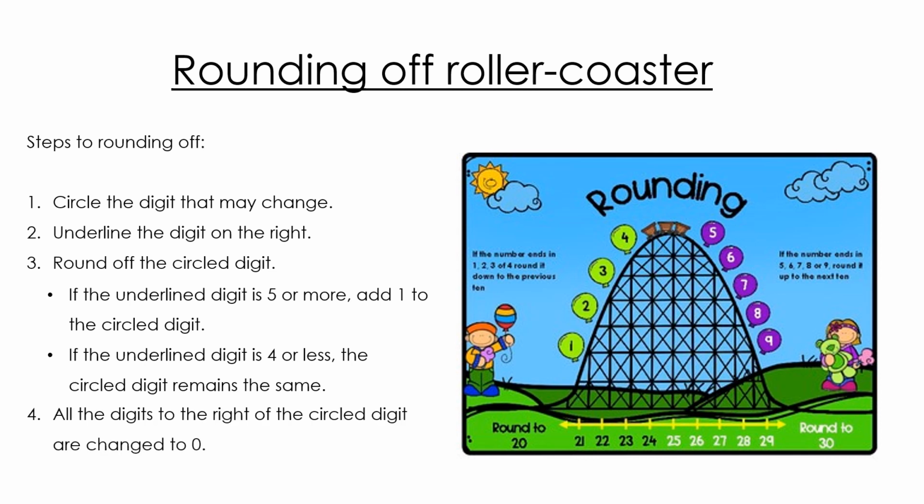Step 4, all the digits to the right of the circled digit are changed to 0. If there are any digits to the left of the circled digit, then those ones always stay the same.